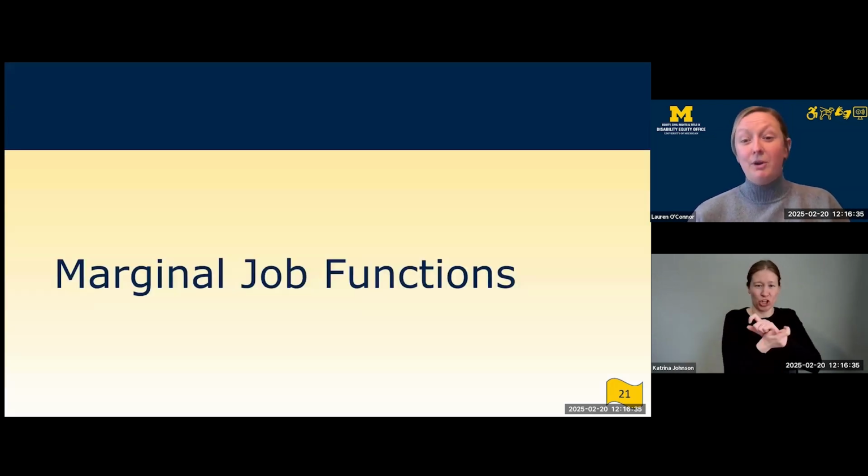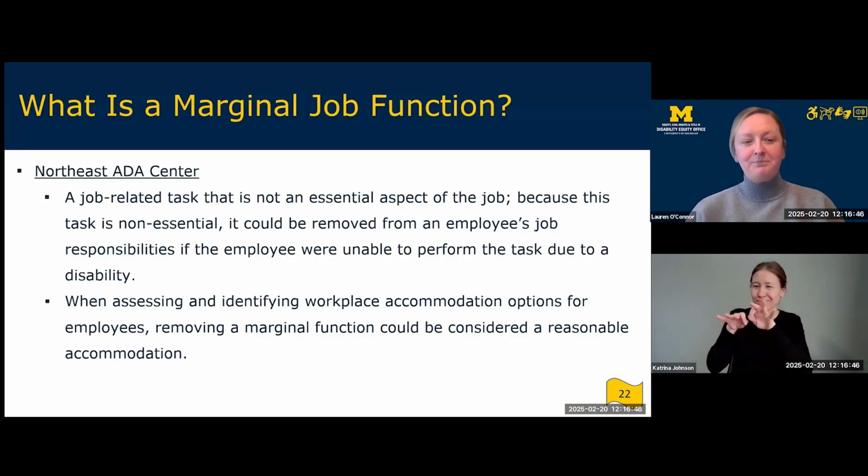We're now going to transition into marginal job functions, and we're going to carry that tangible example over into this as well to see the difference. But first, we're going to define what is a marginal job function. The Northeast ADA Center defines it as a job-related task that is not an essential aspect of the job. Because this task is non-essential, it could be removed from an employee's responsibilities if the employee were unable to perform that task due to a disability. When assessing and identifying workplace accommodation options for employees, removing a marginal function can be considered a reasonable accommodation.